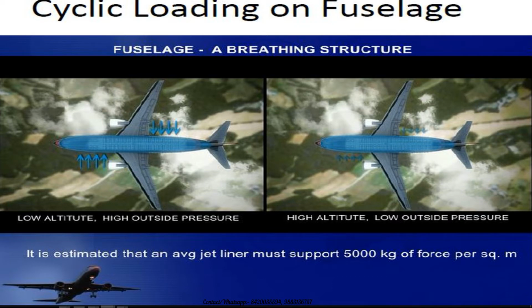This is a fuselage of an aircraft, the blue part you are seeing, which is subjected to a stress. In the first picture you can see opposite arrow directions. So what happens is there is a contraction and releasing. When the aircraft goes up to a higher altitude, there is a contraction and releasing.